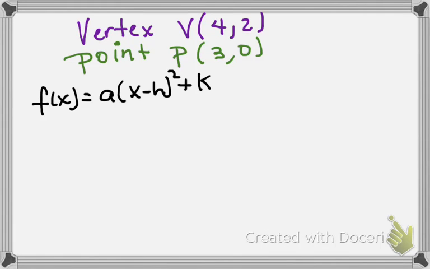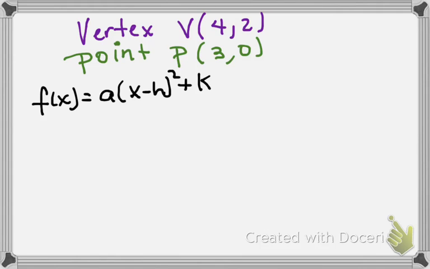All right, we're given a vertex and a point, and we're to create an equation in standard form. So every one of these you kind of have to be careful with. They're going to give you a vertex and a point. So when they give you this, you need to know the vertex form.